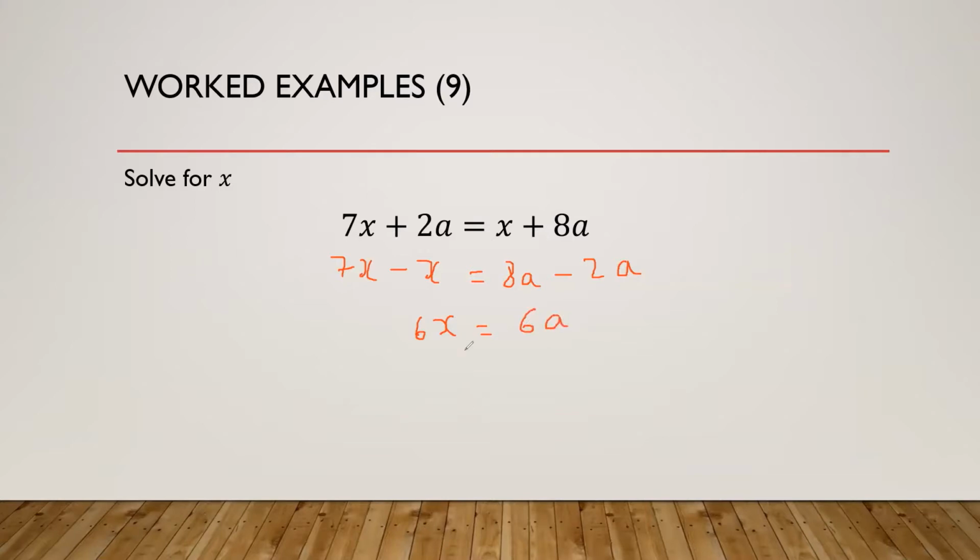I want to isolate X. So I divide this side by 6, which means that I must also divide the other side by 6. So I've got to divide both sides by 6 because I want to isolate X here. Doing that, I'll end up with X is equal to A. That is the solution to this equation.